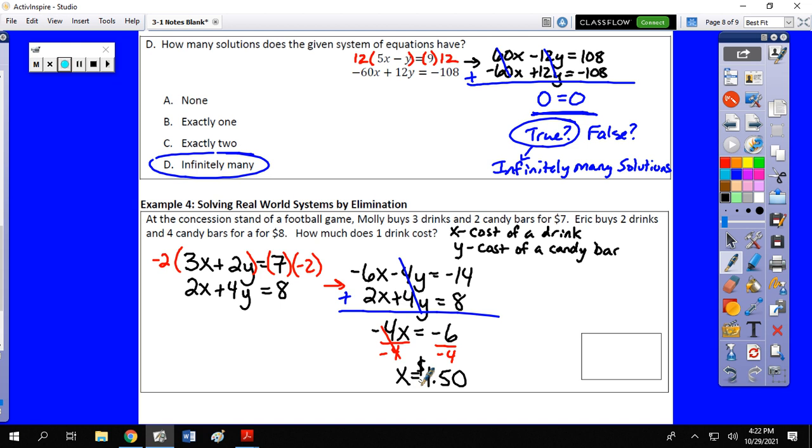Now, if we needed to know the value of a candy bar, we could keep going by simply plugging x into the equation to solve for y. But we have what we need here. It asks how much does 1 drink cost? That's saying what is x? We just found that. A drink costs $1.50.